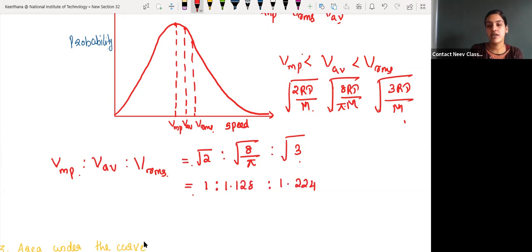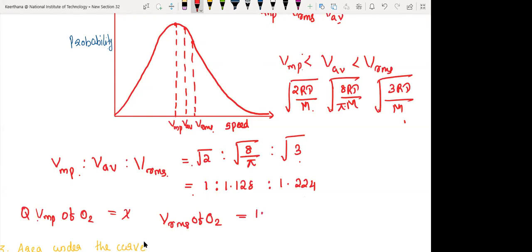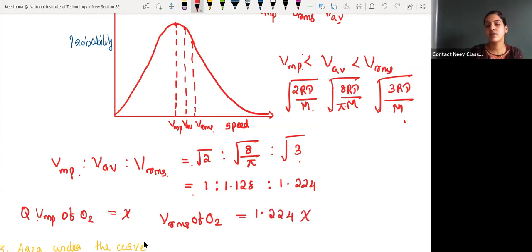If it is possible, please study this ratio, VMP is to V average is to VRMS. If you study this ratio, there is one advantage. Some questions will be there. VMP of O2 gas is this, let's take it as x. And what is VRMS of O2 at the same temperature? How will you find this? It is 1.224x. So if you know the ratio, you can find it easily.